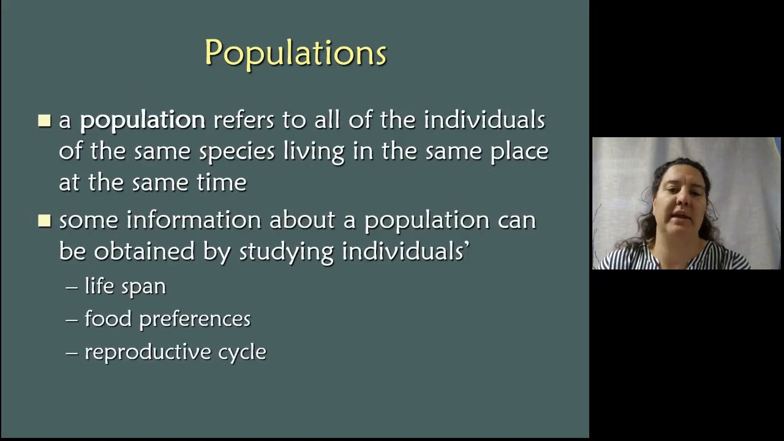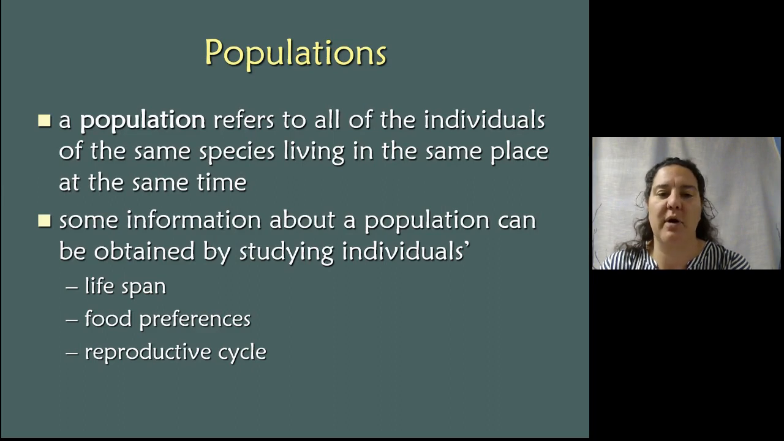When we look at populations, this is all of the individuals of the same species in the same place at the same time. So, we can look at all of the antelope in special areas in Alberta in 2020. Or we could look at all the bison in Elk Island National Park. Those would be populations. They're going to be separate from populations like the pronghorn antelope that might live in Montana, or bison that live in Wood Buffalo National Park. Those would be different populations.